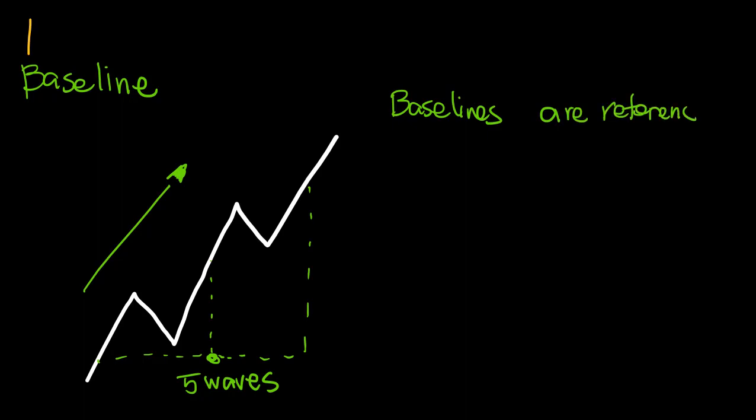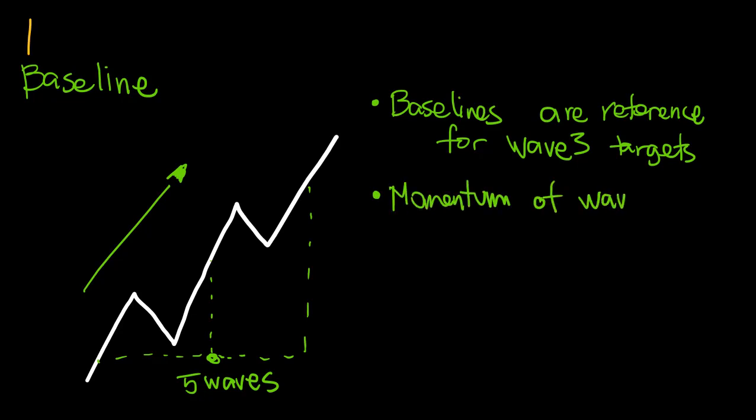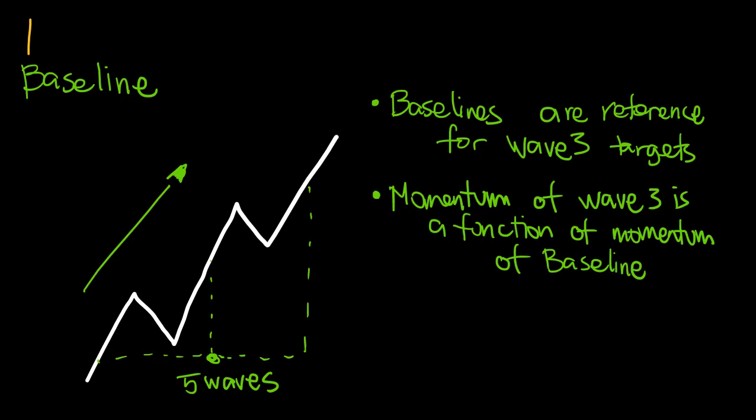It follows, therefore, that in order to find strong and high-performing wave 3s, baselines should also show evidence of volume and breadth to proxy for future participation. This leads to our first principle. The momentum of wave 3s is a function of the momentum of the wave 1 baseline. The higher the baseline, the stronger is the runway for the wave 3.